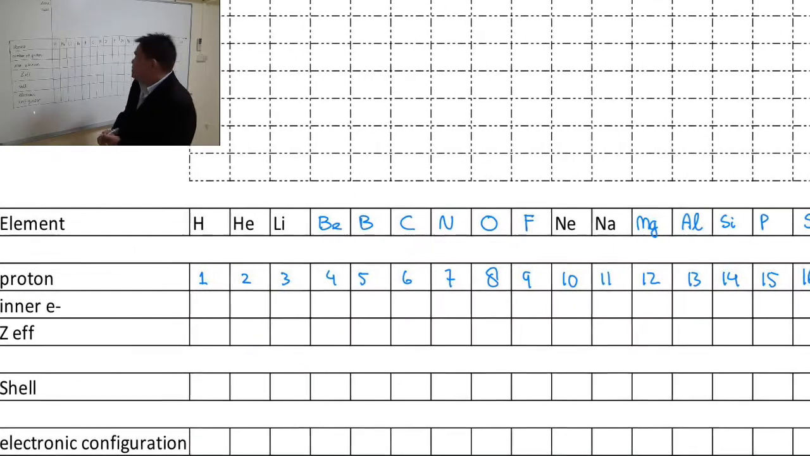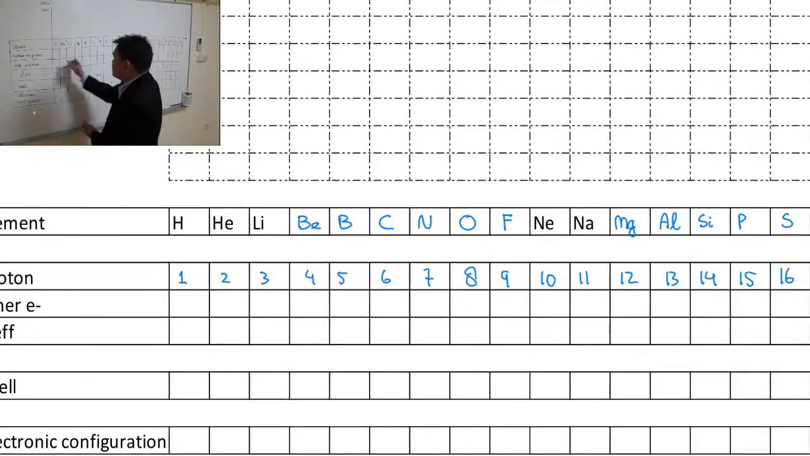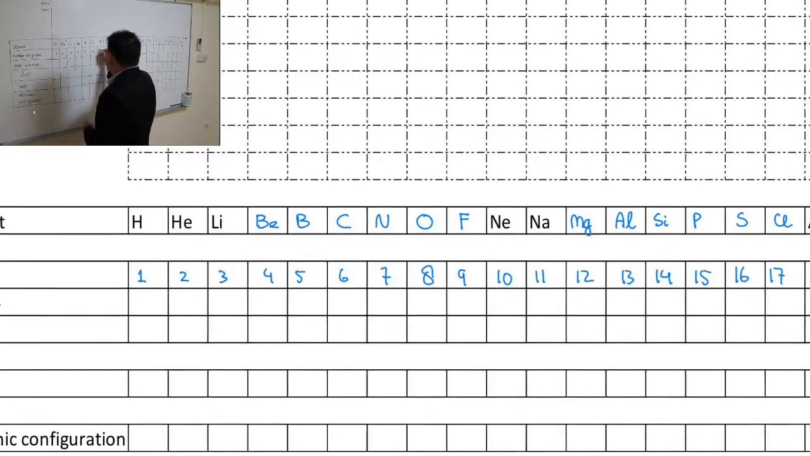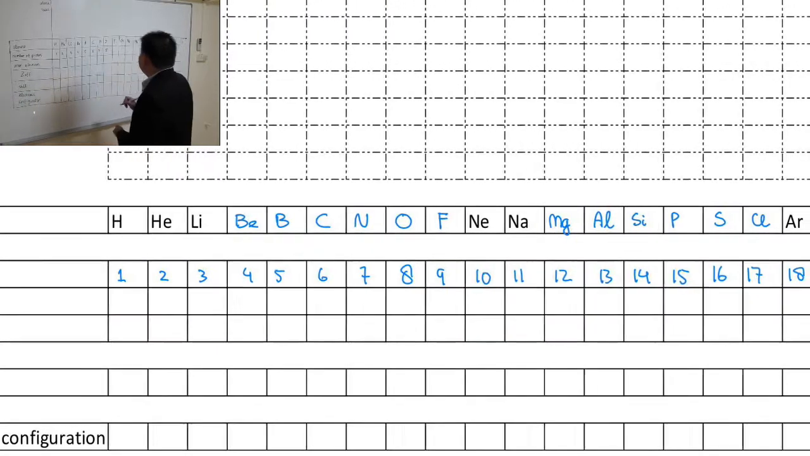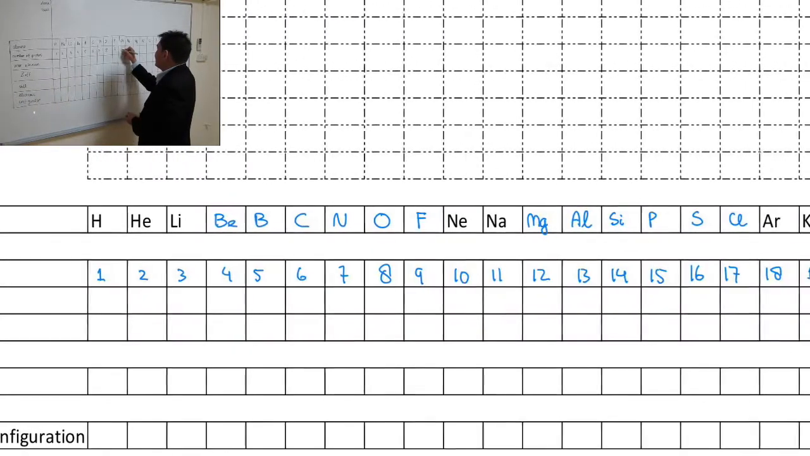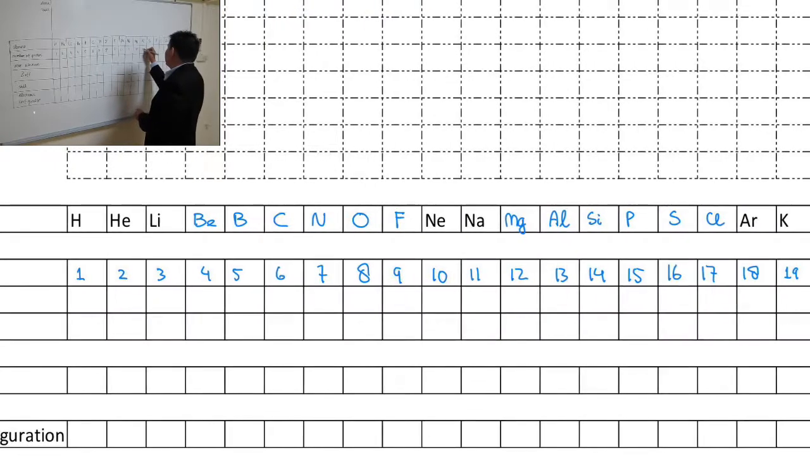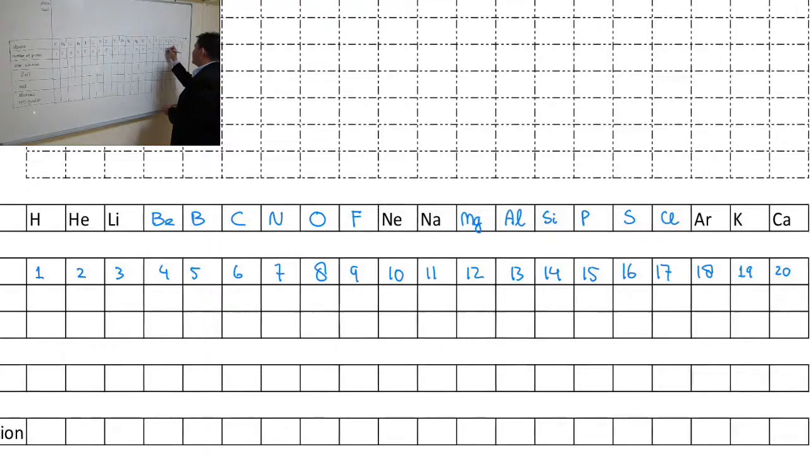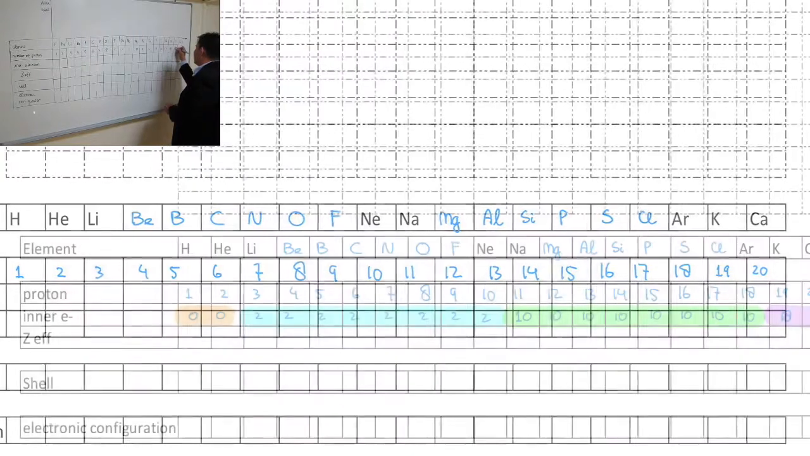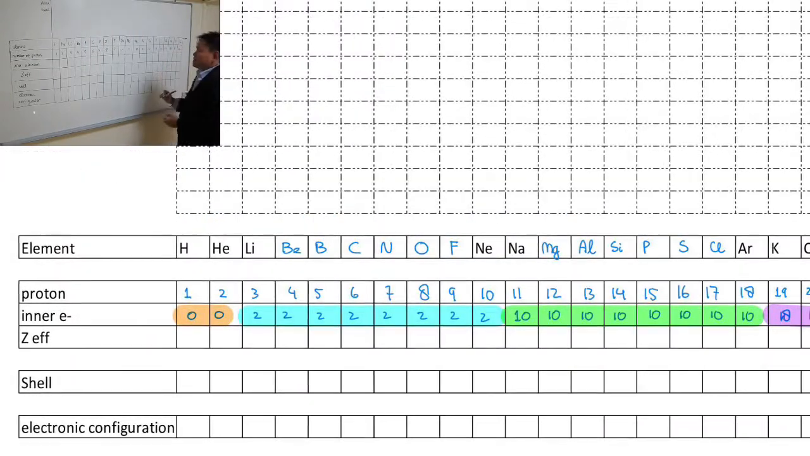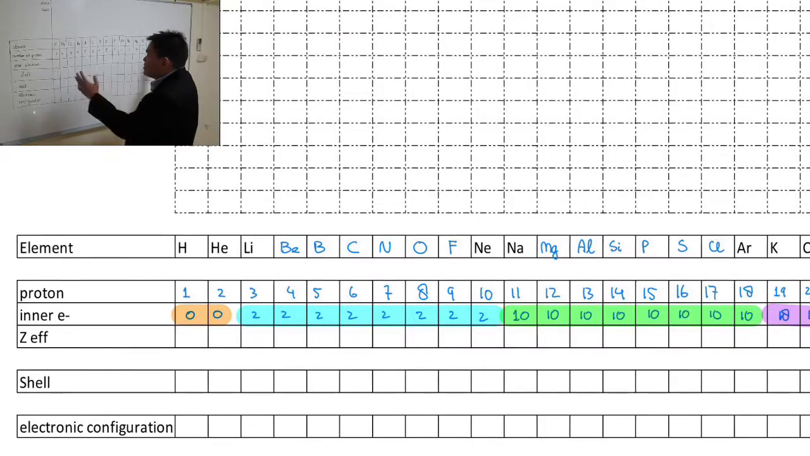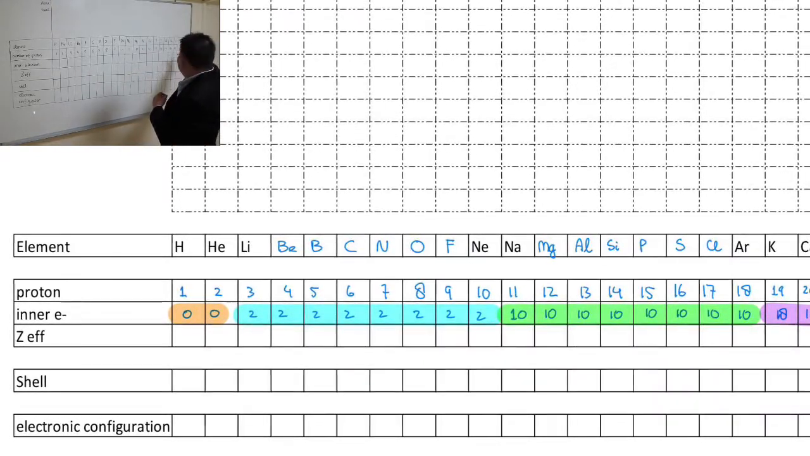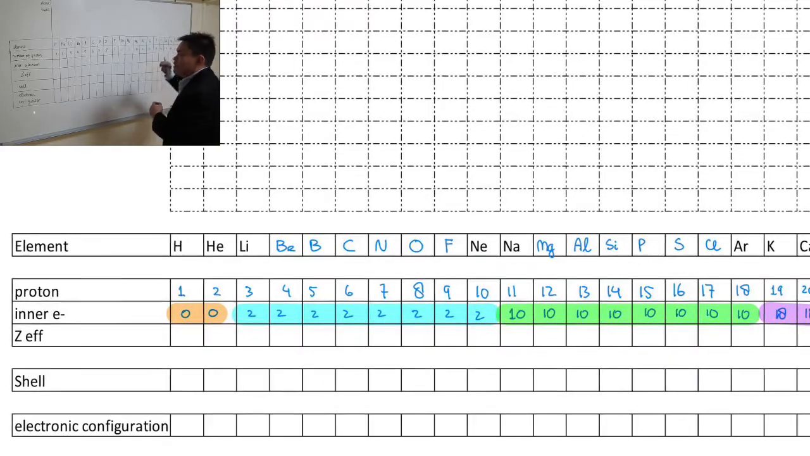The number of proton is also very simple. It is in sequence: 9, 10, 11, 12, 13, 14, 15, 16, 17, 18, 19, and 20. So we draw the trend in atomic radius all the way until calcium, proton number 20.